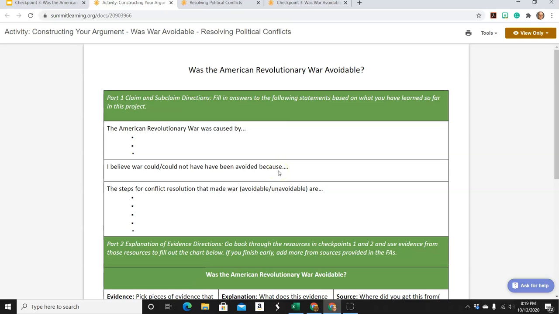What you're going to have to do is answer this question. Either you believe that war could or could not have been avoided, and then you have to explain why. I think the best way to do this is to first select your two resources or pieces of evidence that you're going to use to answer that question. Lucky for you, in the presentation, I included it.